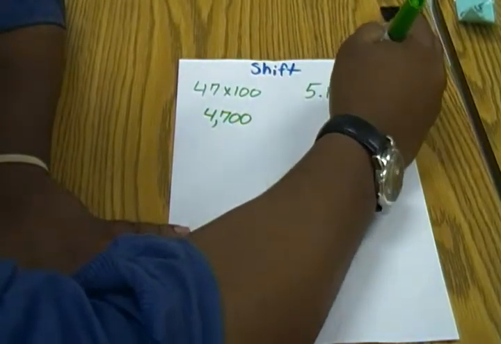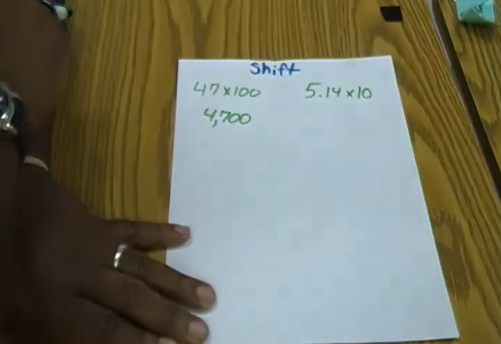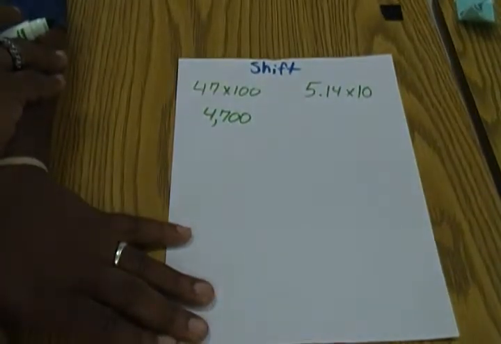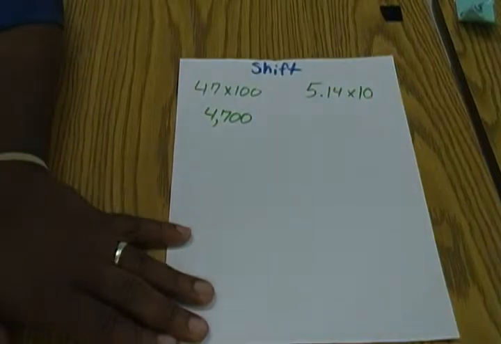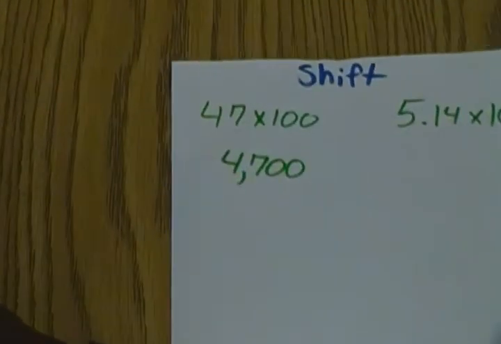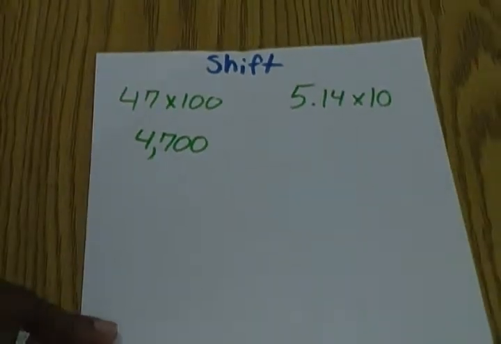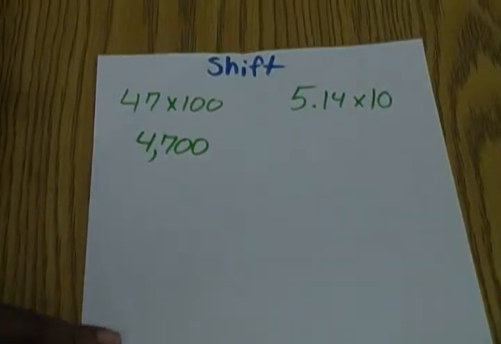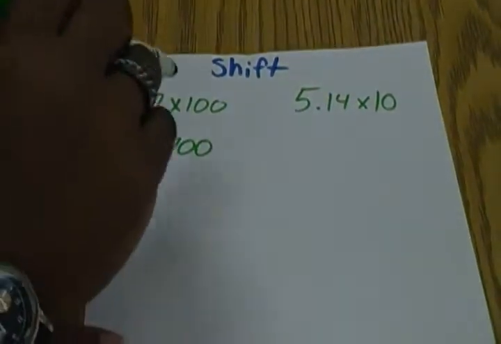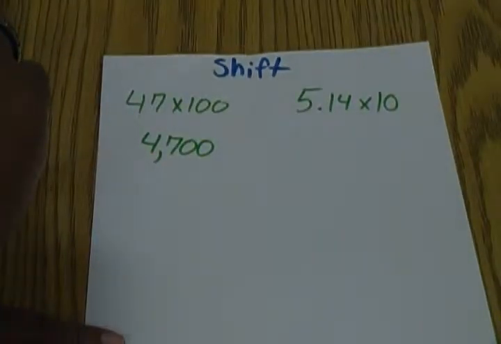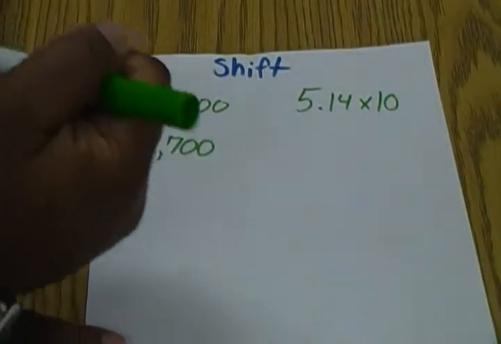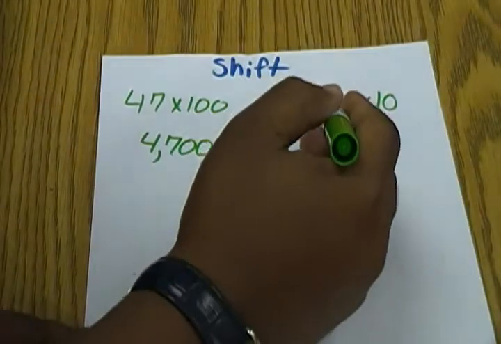So let's say we have 5 and 14 hundredths times 10. And let me zoom in just a little bit for you here. There we go. Alright. So we're going to shift everything over by the number of zeros. In this case, there's 1 zero. So we're going to shift all the places over 1 to the left. Whenever we're multiplying, it's always going to the left.